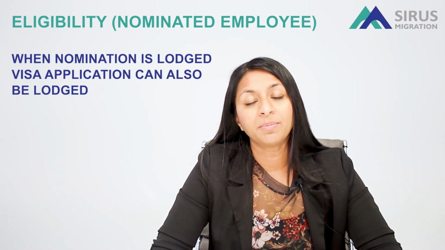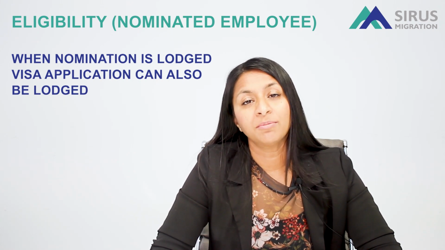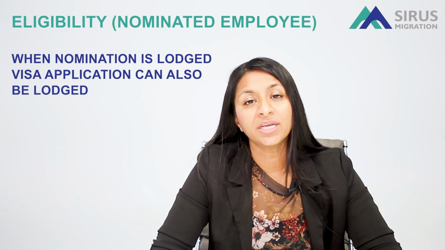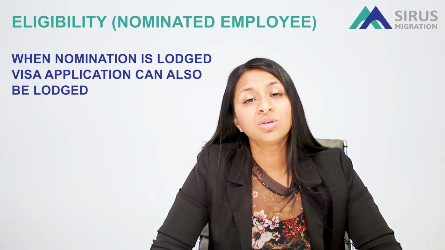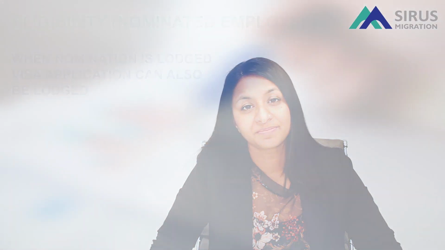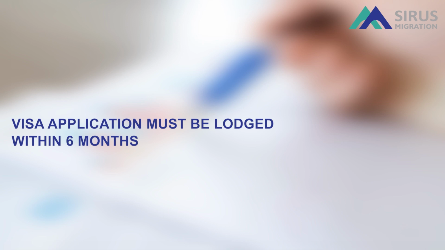Now I am going to talk about the eligibility criteria for the nominated employee. Once the nomination application is lodged, we can lodge a visa application for the employee. It is very important that we don't have to wait for the nomination application's outcome to lodge the visa application. This could come really handy if your current visa is expiring soon. Visa application must be lodged within 6 months of getting the nomination approval. You can either be in or outside Australia for lodgement and grant of the subclass 186 visa.